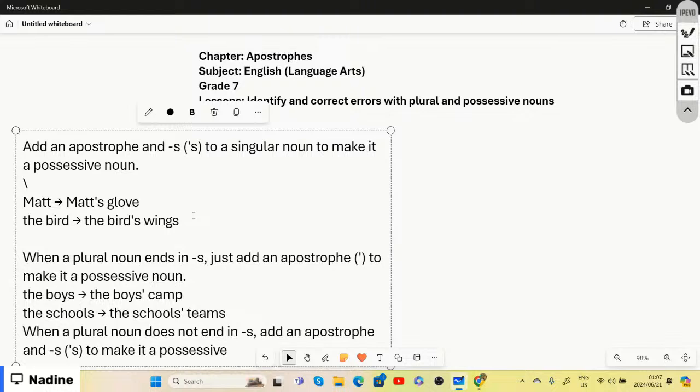And if we look at our example, right, it says Matt gloves, right? So now we need to say who the gloves belong to. So who do the gloves belong to? The gloves belong to Matt, right? So if the gloves belong to Matt, then we can say it is Matt's gloves.